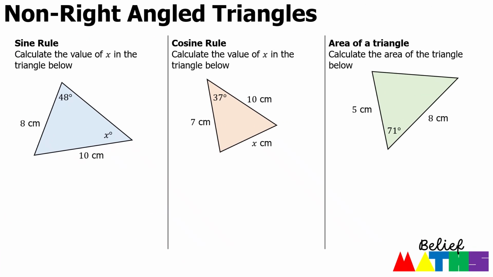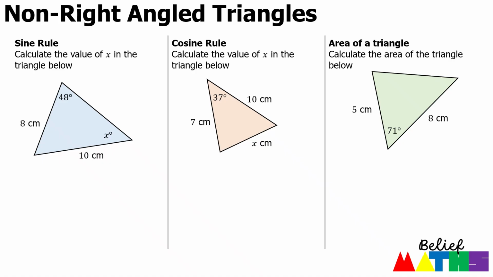Now, similarly, we've also got non-right angle triangles. And because there's no right angles in any of these triangles, it means that our formula is out the window. We can't use the trigonometric ratios, and we can't use Pythagoras. We need different rules. Now, we're going to look at 3 rules here. We've got the sine rule, the cosine rule, and the area of a triangle formula.